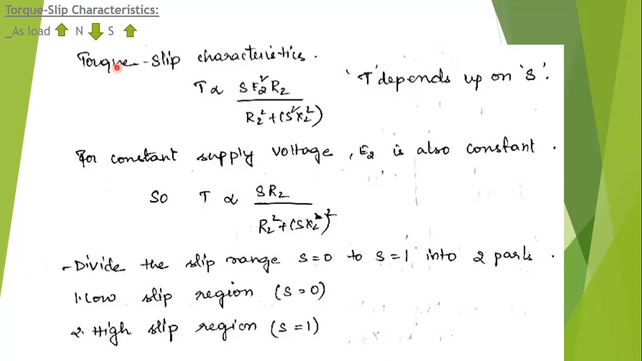Next, coming to torque slip characteristics, regularly what is the formula of the torque? Torque is K S E2 square R2 by R2 square plus S X2 whole square, right? As K is a constant term, if I omit K and put the proportionality sign, the torque formula will be like this. Okay. So here mainly the torque depends upon slip. Slip is a variable parameter here. So the torque will be depending upon slip.